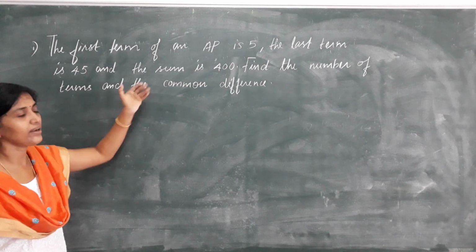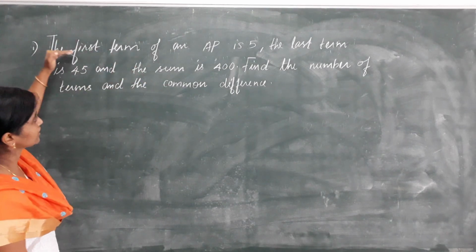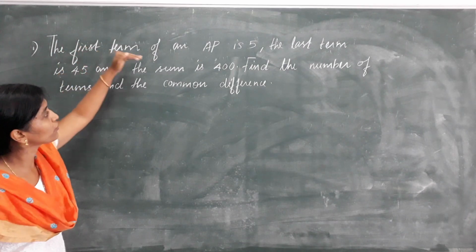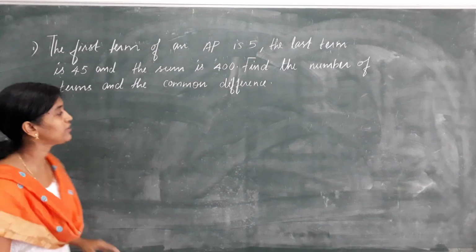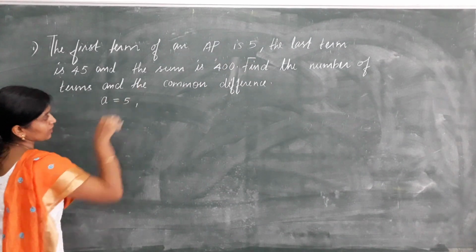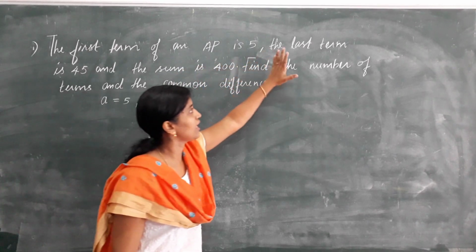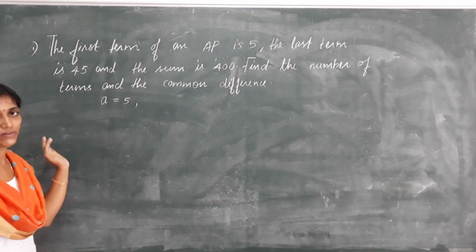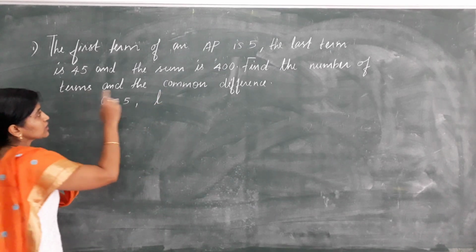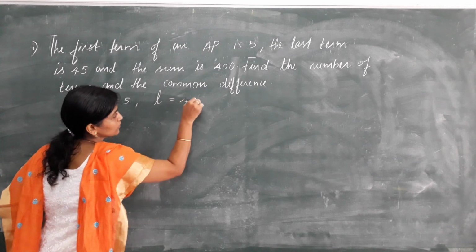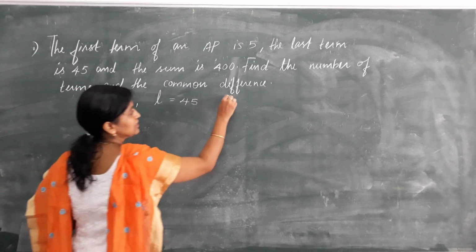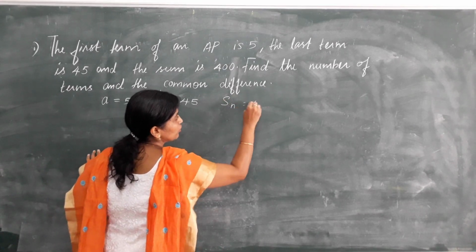To find n and d, conditions are given to us. The first condition is that the first term of an AP is 5. So, the first term is denoted as a is equal to 5. It is also given that the last term is 45. So, the last term of an AP, usually denoted as l, is equal to 45. And also it is given that the sum is 400. So, Sn is equal to 400.